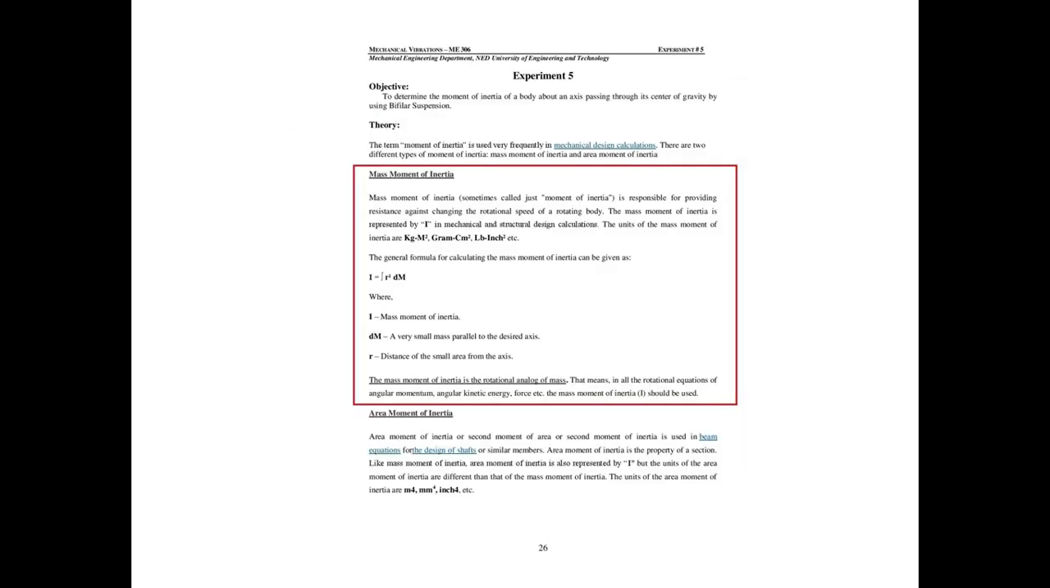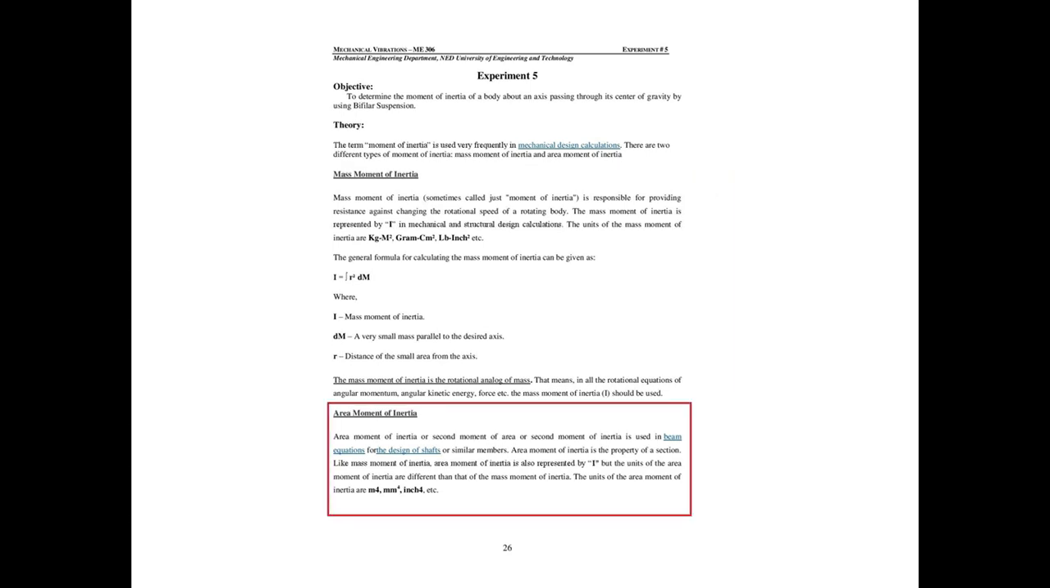So mass moment of inertia is the resistance against the rotational speed of a rotating body. It is represented by the symbol I. The unit of mass moment of inertia in the SI system is kilogram meter squared. Whereas area moment of inertia is the indication of rigidity. Area moment of inertia has an SI unit of meter to the power of 4, or millimeter to the power of 4.